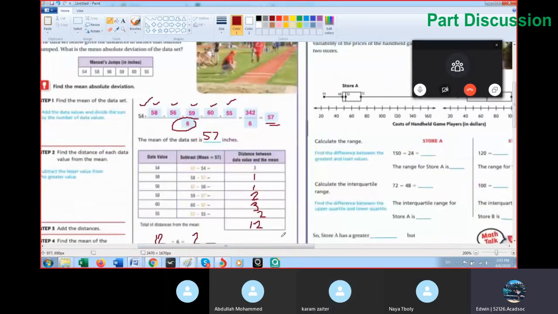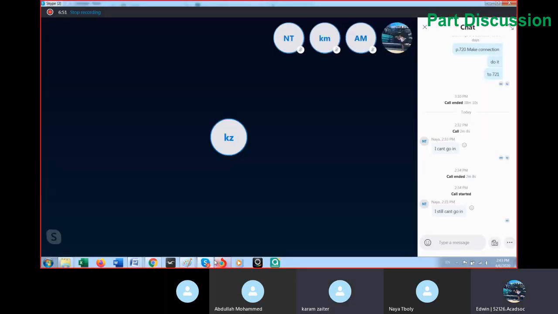The most important thing in getting the mean absolute deviation is you should have a correct mean. The correct mean will determine your mean absolute deviation, because if you have a correct mean, it means you have a correct mean absolute deviation. Did you get it? Did you copy all the answers?